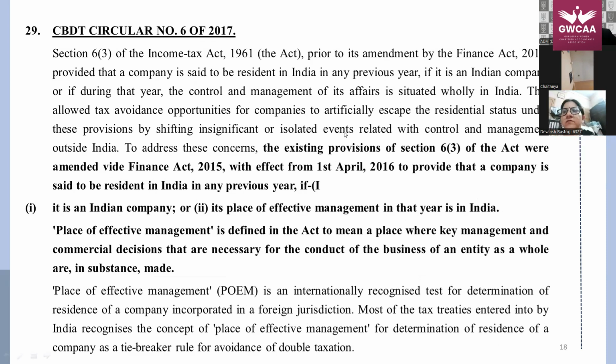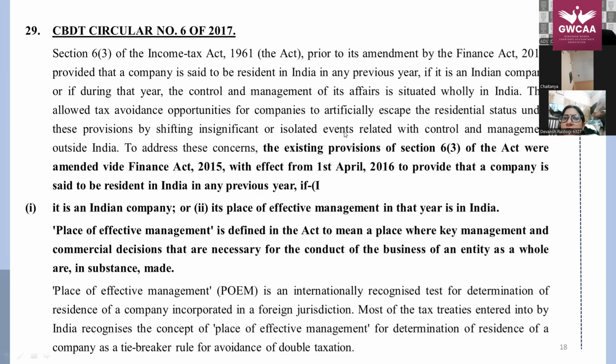So, as I said, for determining the residency status of a company, there are either-or conditions. It is an Indian company or the POEM, place of effective management, that I have told you why they have brought this concept. It was brought in Finance Act 2015, but it was deferred, and then finally it was implemented from 1st April 2017. So now let's understand the definition of POEM. Place of effective management is defined in the Act to mean a place where key management and commercial decisions that are necessary for the conduct of the business of an entity as a whole are in substance made.